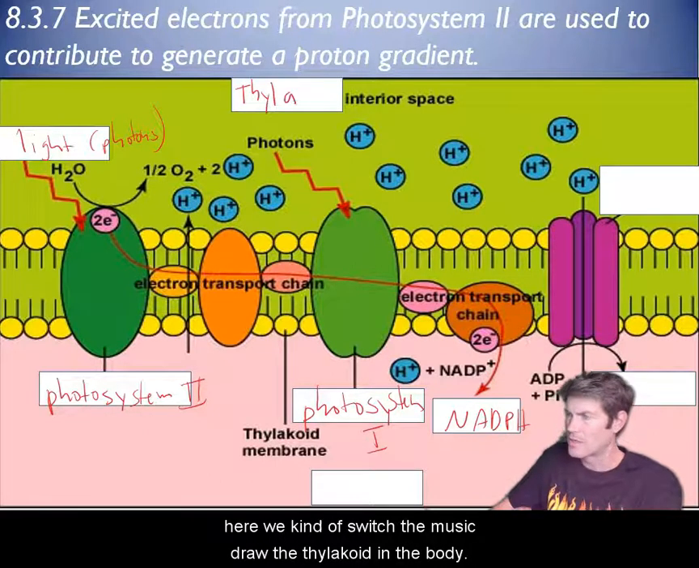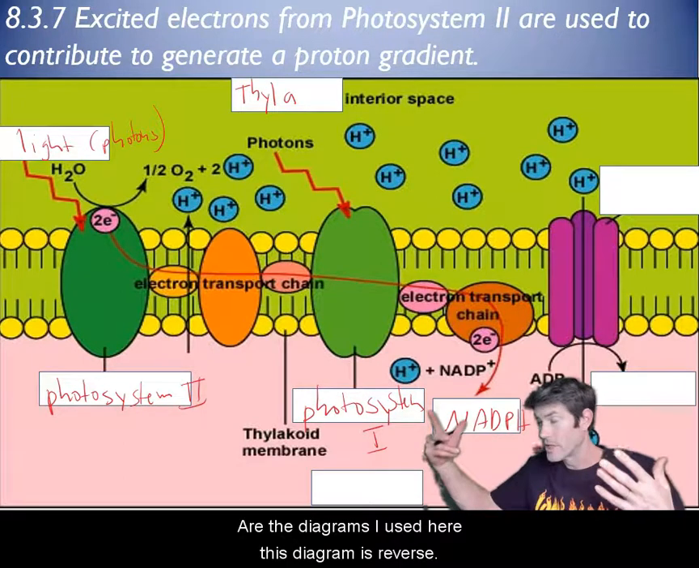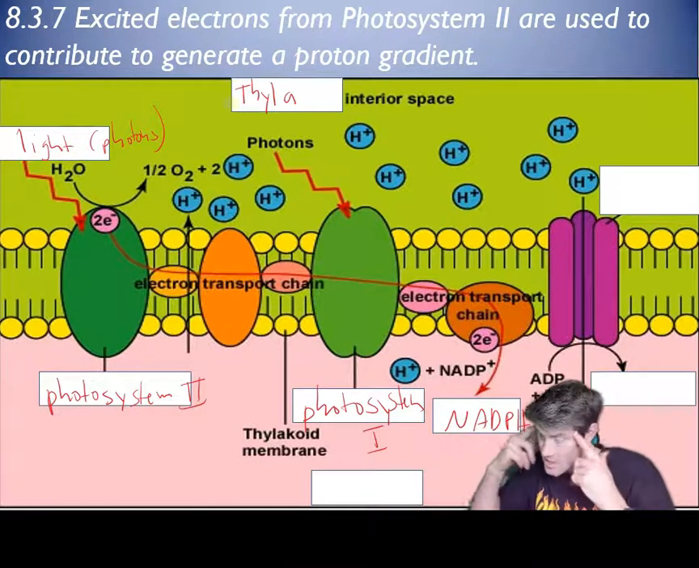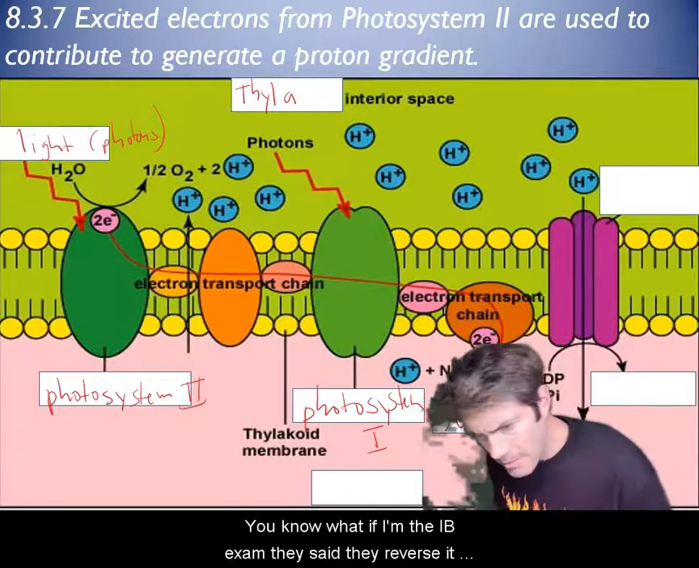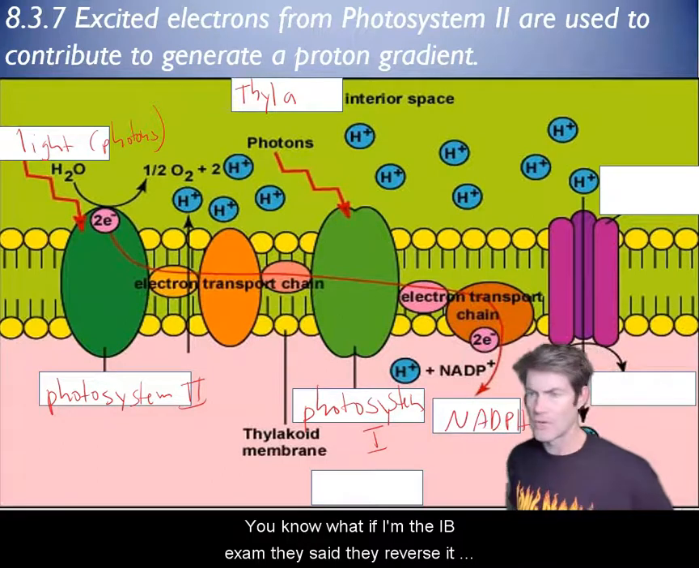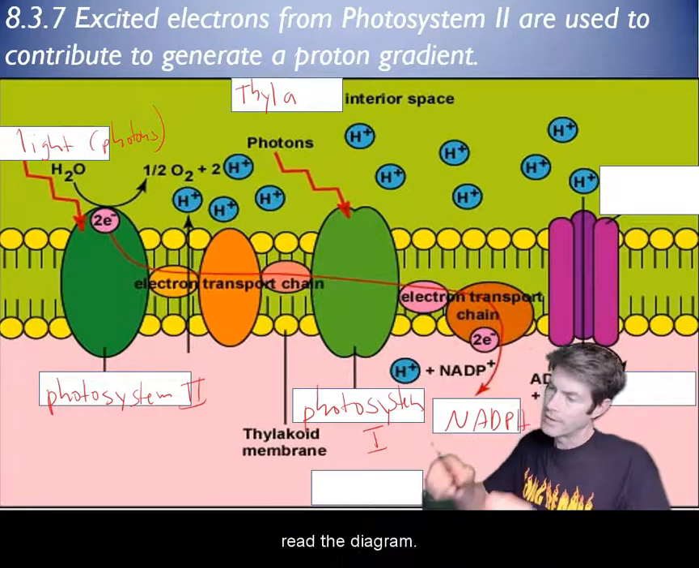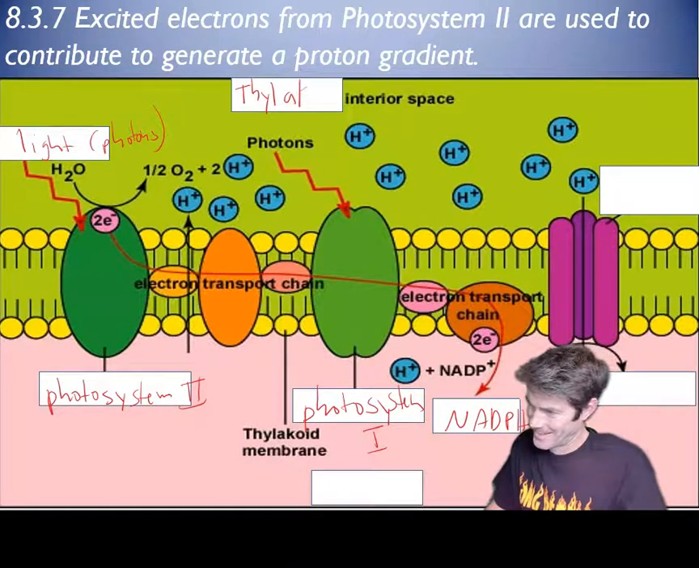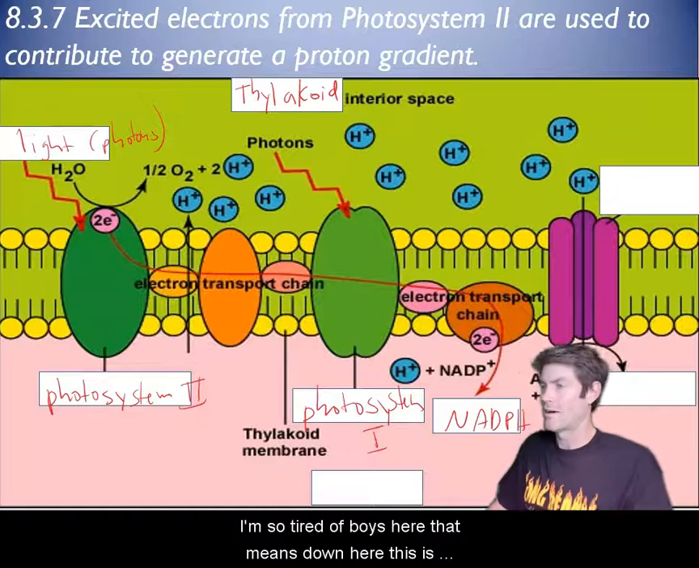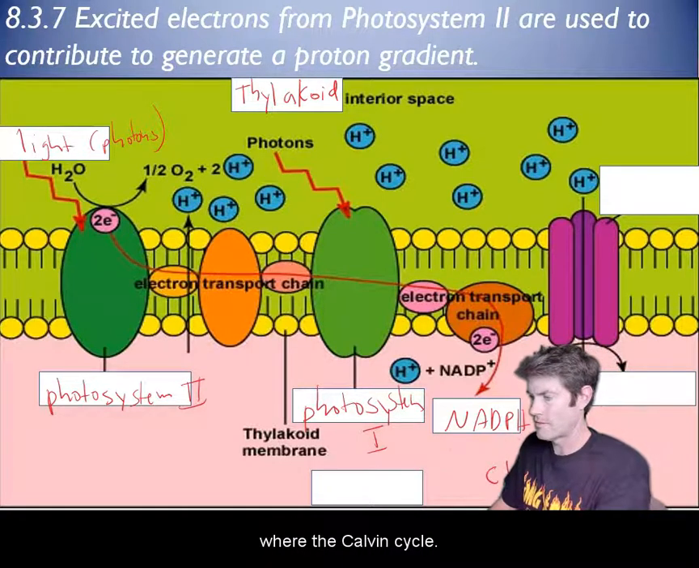We kind of switched up. Usually I draw the thylakoid on the bottom, or the diagrams I use. Here this diagram is reversed. So it's kind of confusing, but then again, what if on the IB exam they reverse it for you and you're like, oh, I didn't notice that. Remember, always read the diagram. So I did that on purpose. So thylakoids here, that means down here, this is where the Calvin cycle takes place.